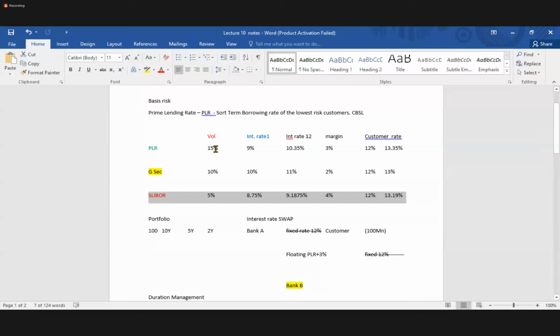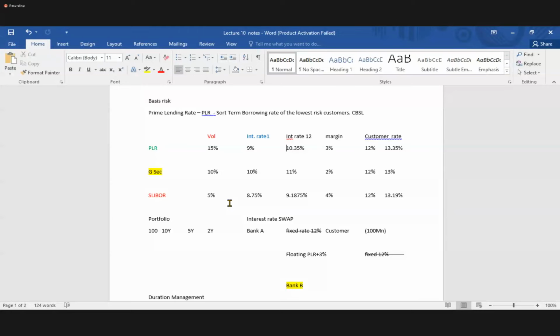Let's say the volatility of PLR is 15%. Volatility of GSEC is 10%, and volatility of, this is an example, LIBOR is 5%. What does this mean? What is the most volatile and what is the least volatile according to this? PLR is highly volatile. LIBOR is the lowest.